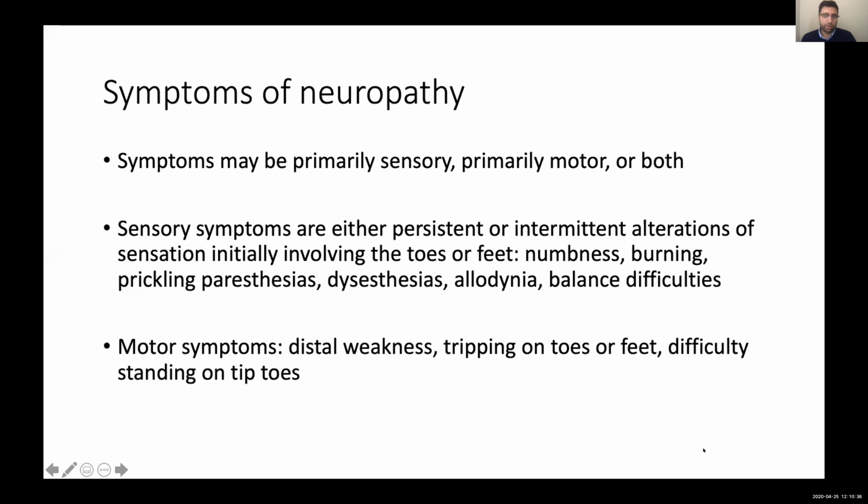However, in older patients, pain may not be the main symptom, and they may have more weakness. They can trip on their toes or on their feet. They have difficulty standing on their tiptoes. The hand grip becomes difficult. They have difficulty opening doors, doorknobs, turning keys, etc.